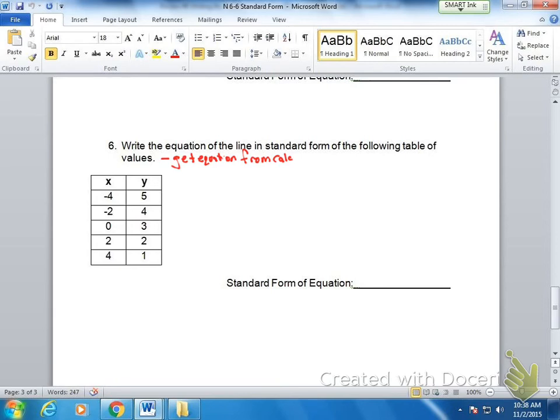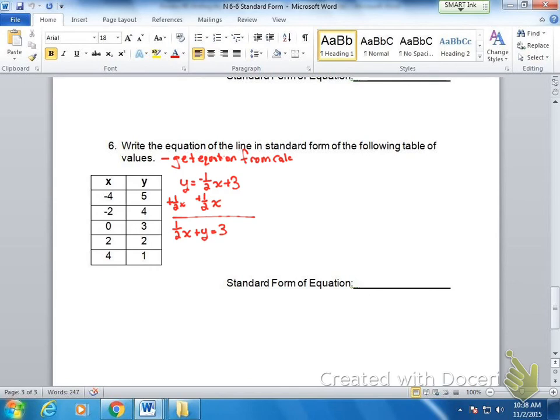So I did all the work. I ended up finding out, or my calculator found out, that my equation is y equals negative 1/2 x plus 3. So all I have to do, guys, is put that in standard form. The first thing I'm going to do is I'm going to add 1/2 x to both sides. When I do that, I get 1/2 x plus y equals 3. That's all that's left on the other side.